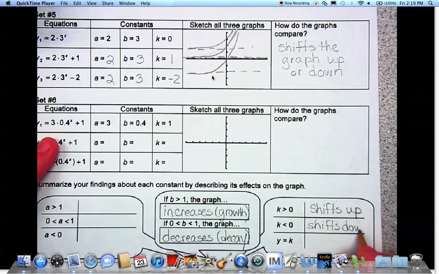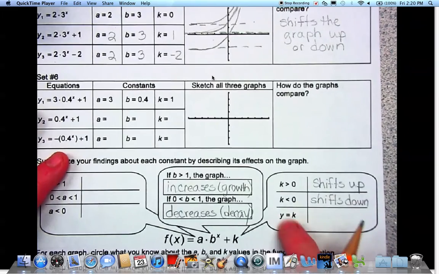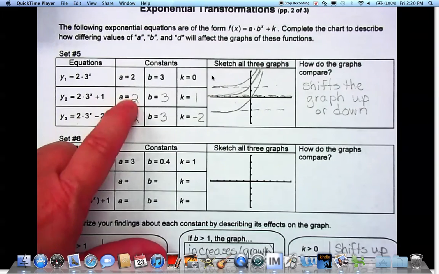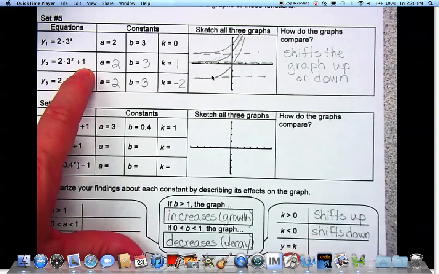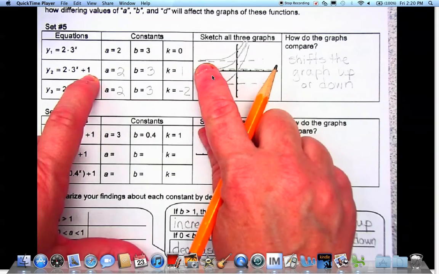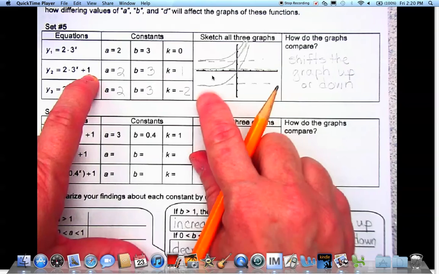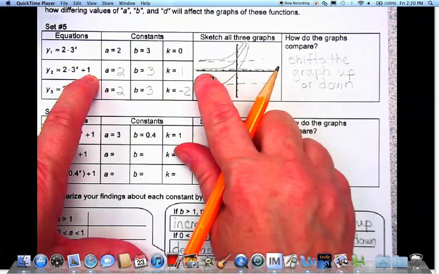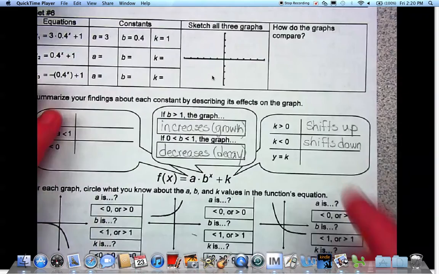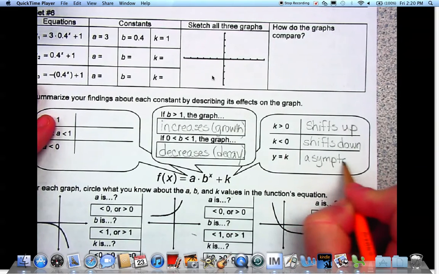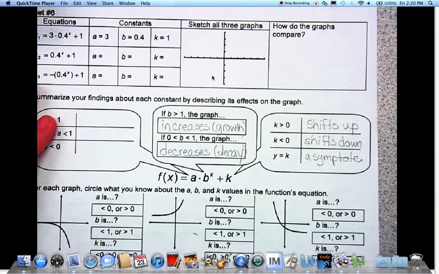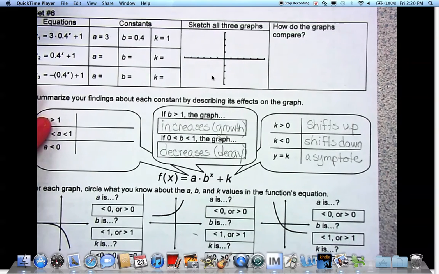Now the next one's a little tricky. You probably don't know it. We're saying that the k right here is the asymptote. So the equation for the asymptote for this one would be y equals 1. For this one would be y equals -2. For that it would be y equals 0. So right here, y equals k, that's the asymptote. K is your asymptote.